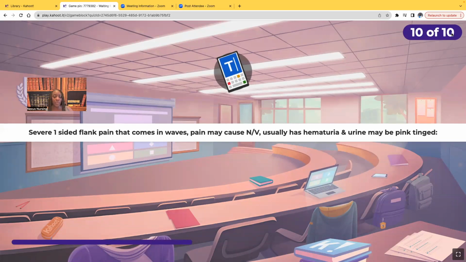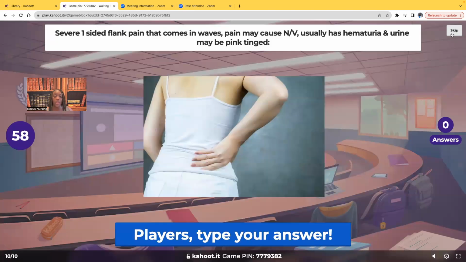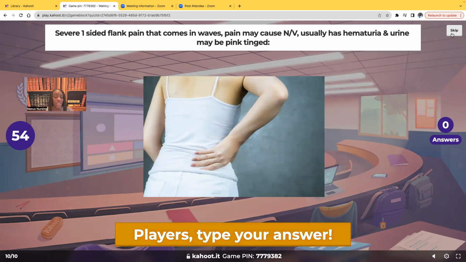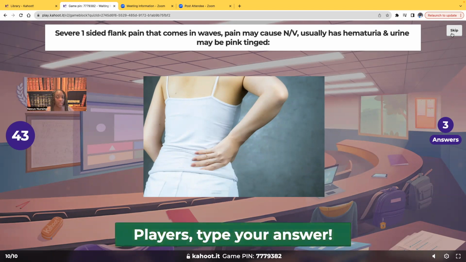Okay, so you have a patient that comes in with severe one-sided flank pain that comes in waves. It may cause nausea, vomiting, usually has hematuria in the urine, and may be pink tinged. What do you suspect that diagnosis to be? Again, severe one-sided flank pain. That pain comes in waves. The pain may cause nausea and vomiting. Usually in the urine, we'll see hematuria, and sometimes that urine may be pink tinged.